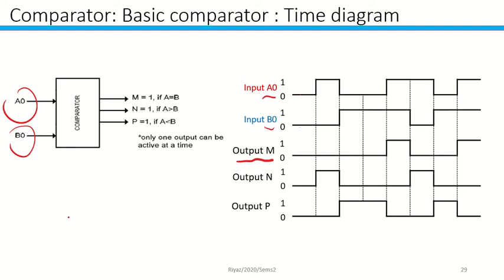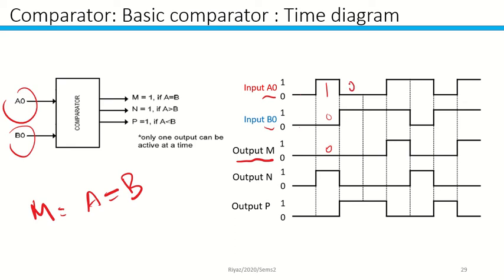The condition for output M is that you need to have A equals to B. So you just compare between A and B, A0 and B0. Over here, this is 0 0, so you have 0. This one is 1, this is 1, this is 0. So you have 1 and 0. When you compare, is it equal? No. So that's why you're going to have a 0 over here.